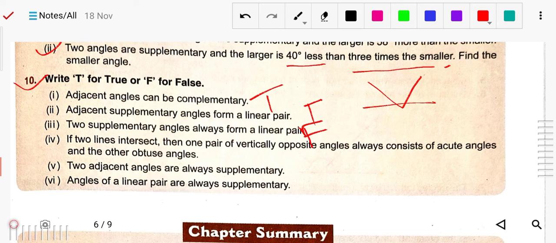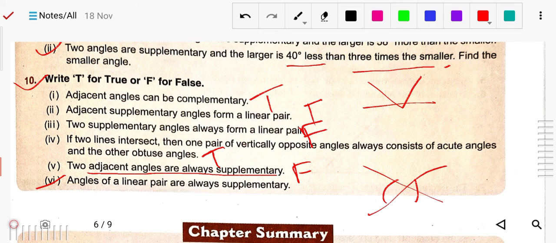If two lines intersect, one pair of vertically opposite angles always consists of acute angles and the other of obtuse angles. Yes, one pair is acute and the other pair is obtuse. It is true. Whenever you cross-check this, one pair will be acute, another pair will be obtuse. Next, two adjacent angles are always supplementary. No, it is not true. It may be, it may not be.